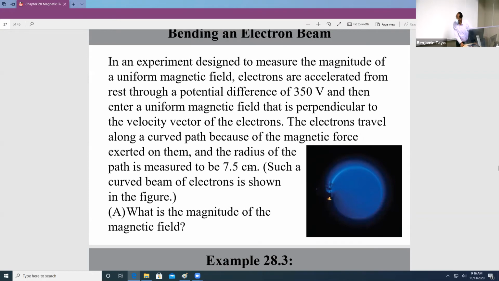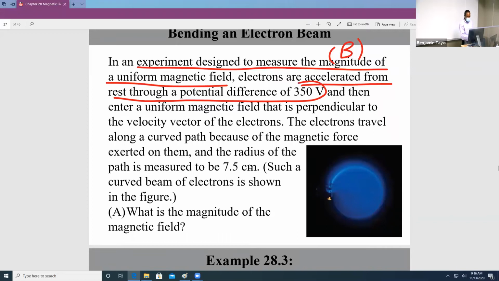So if we go ahead and just try to see what the problem is talking about, it says that in an experiment where we're trying to measure the magnitude of the uniform, so we'll try to calculate the B field, electrons are accelerated from rest with a potential difference of 350 volts, and then this is going to enter a region that has a uniform magnetic field that is perpendicular to the velocity vector of the electrons. And the electrons are going to move in a curve with this radius here.